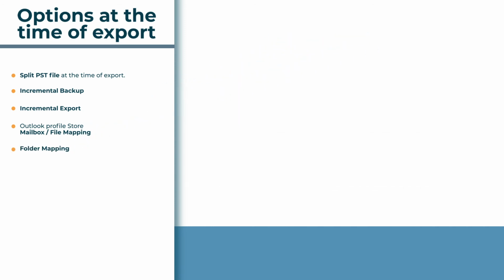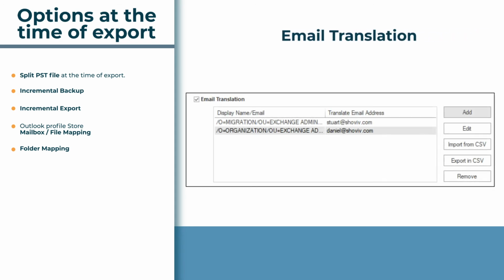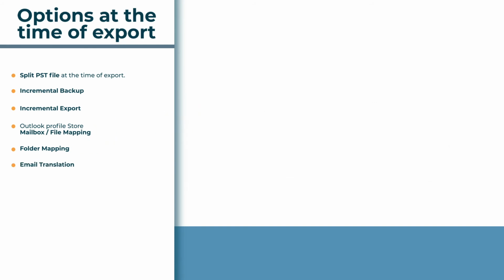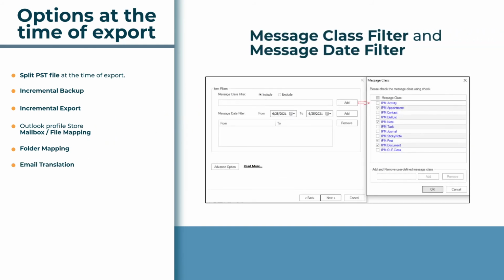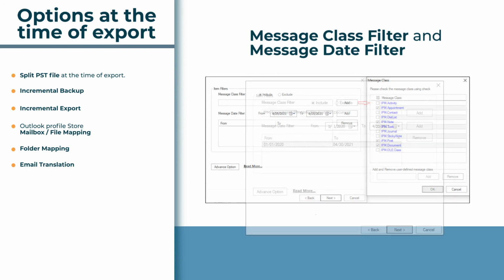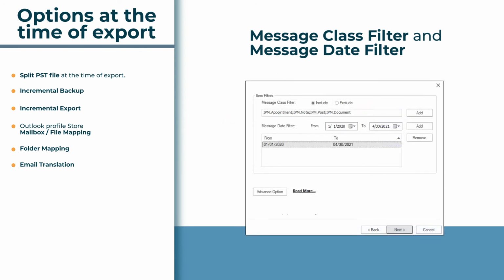It also provides an option of email translation to change the improper display email address. The software also provides an item filter option where you can select the message class filters, and can also provide the message date filters.